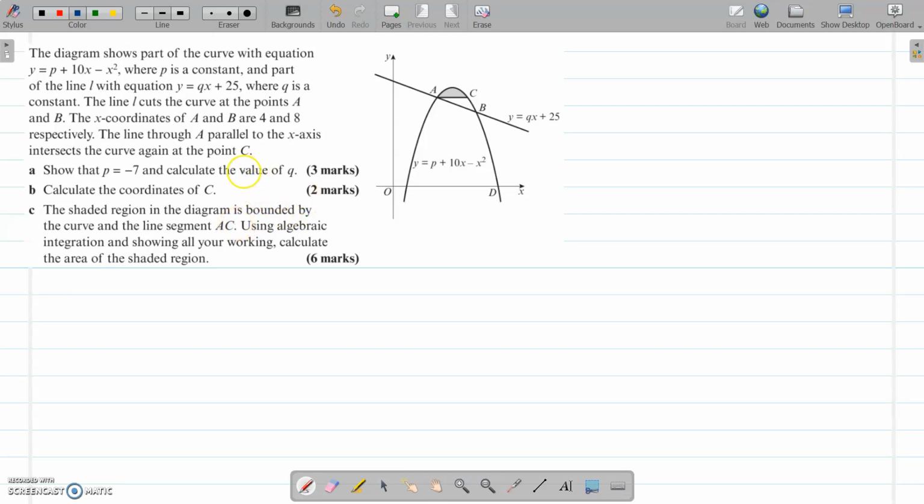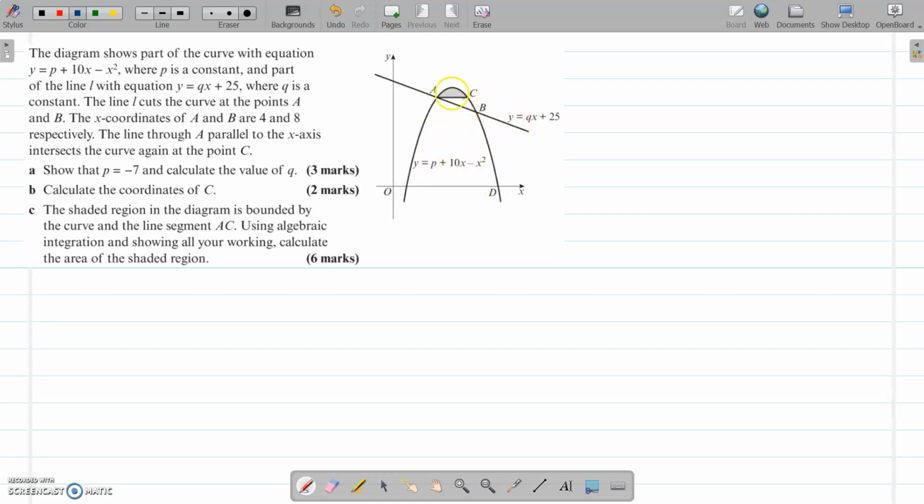Okay, this is the Year 1 book, exercise 13, mixed exercise, and it's question 18 on integration. Now, we are dealing with a problem here with quite a few bits to do. The first thing is that we have to find the value of p and q basically, or show that p is minus 7.